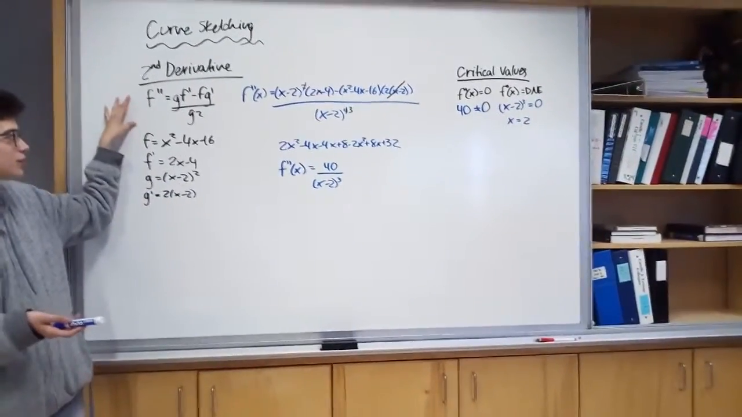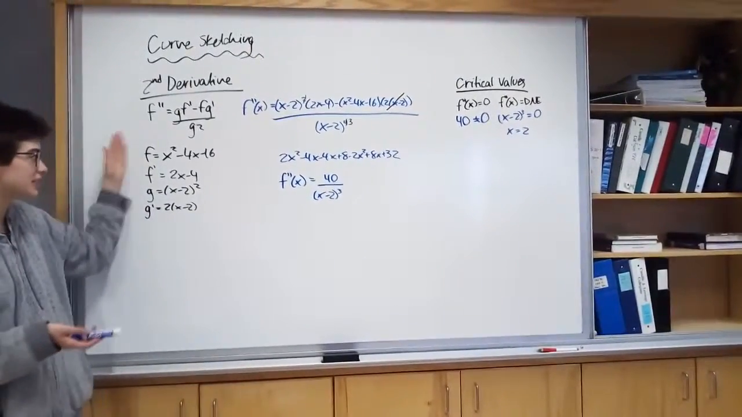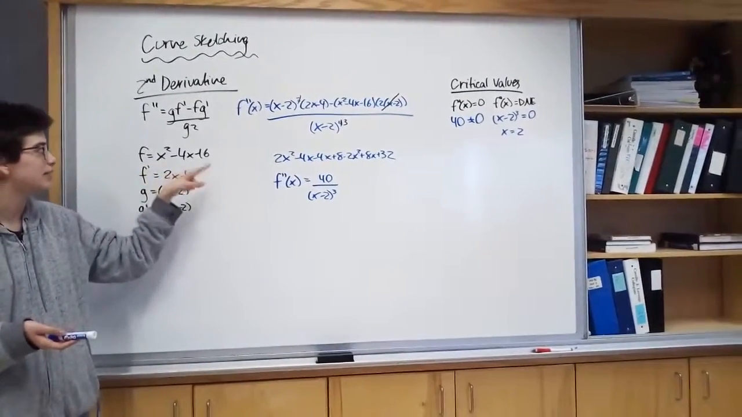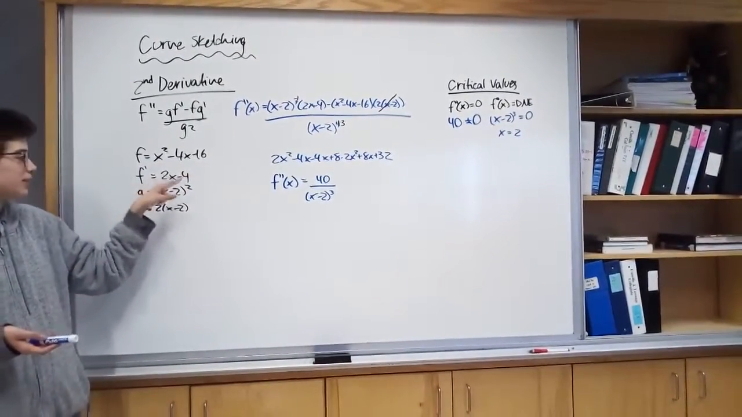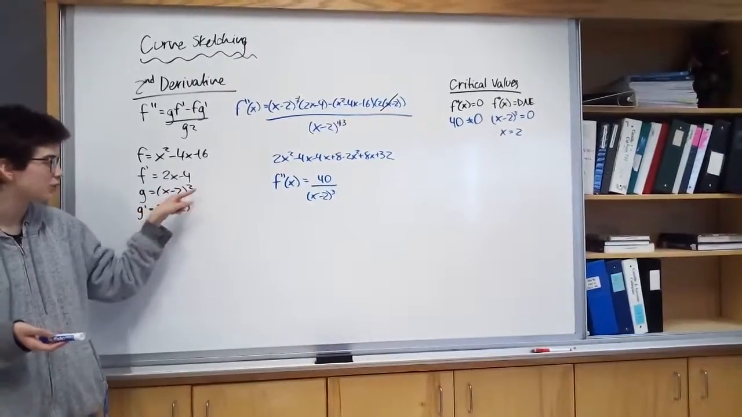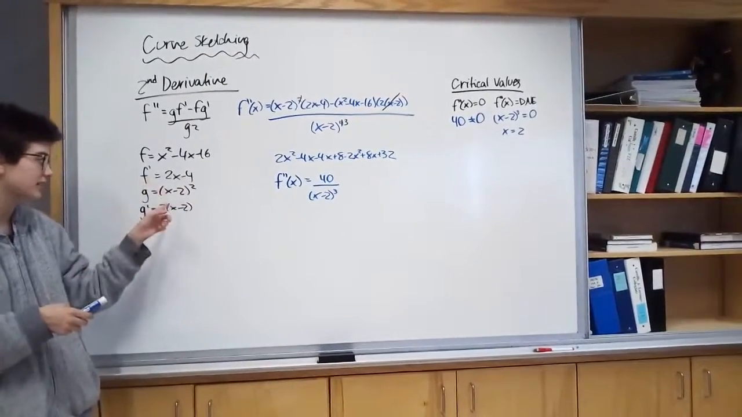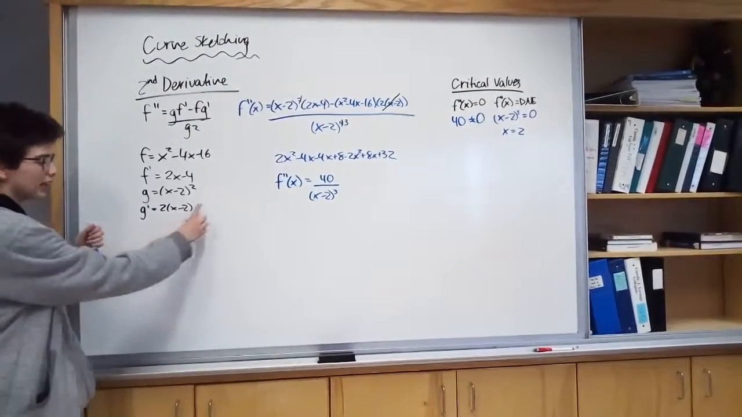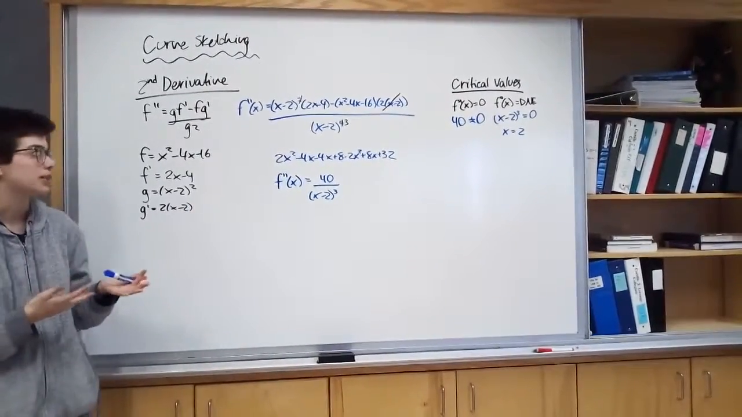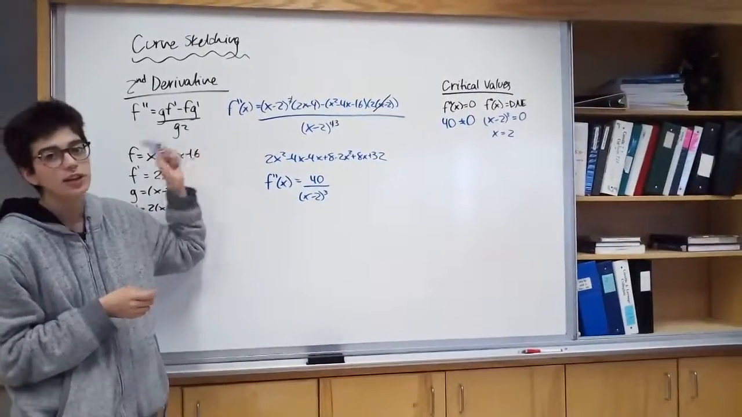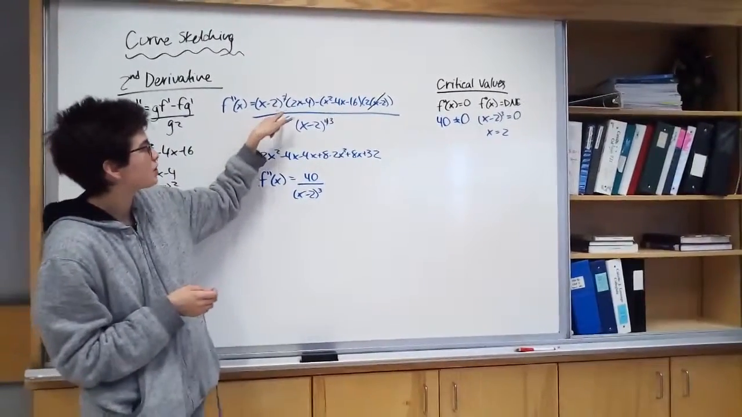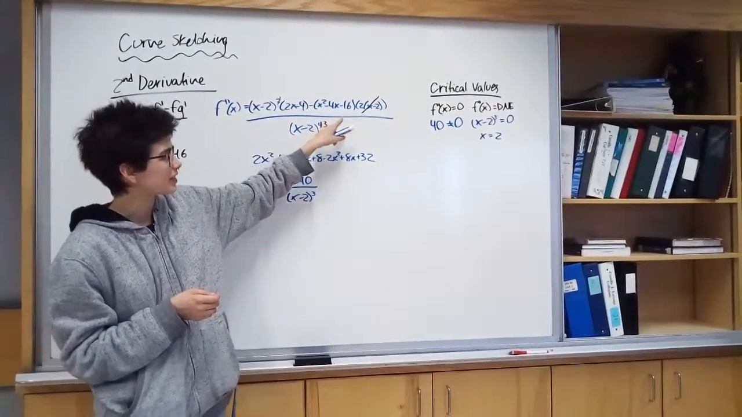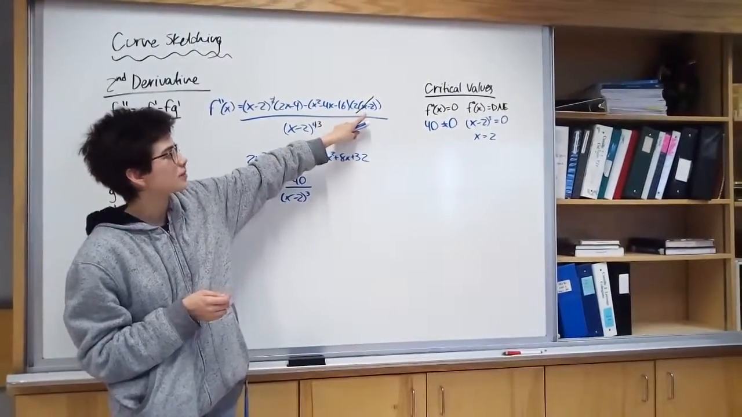In this case, our derivative is once again a quotient law, so I separated it into f and g. We have f is x squared minus 4x minus 16. f prime is 2x minus 4, g is x minus 2 all squared, make sure not to put the squared on the inside, and g prime is 2 times x minus 2. And there is a 1 here, but once again the 1 doesn't matter. So our entire second derivative is x minus 2 squared times 2x minus 4 minus x squared minus 4x minus 16 times 2 times x minus 2.